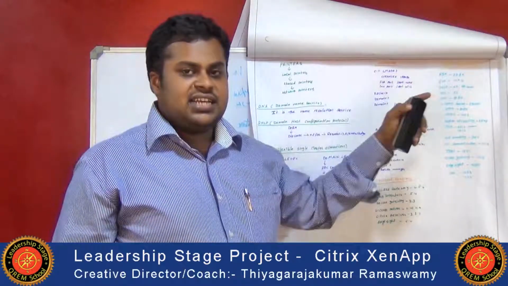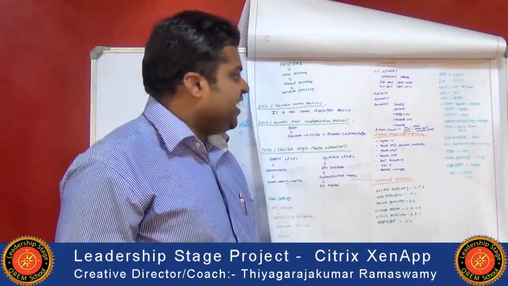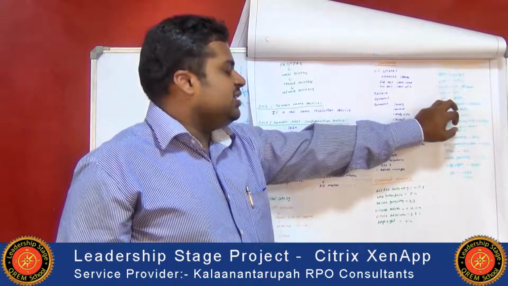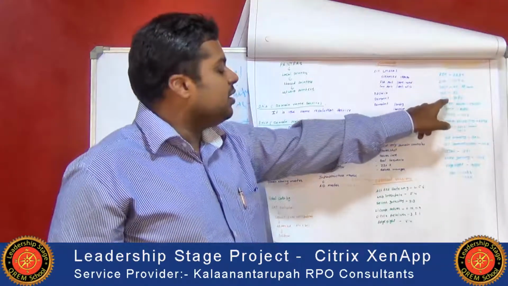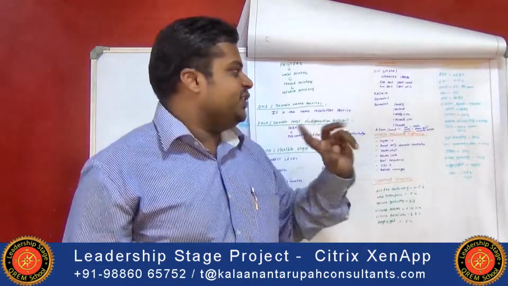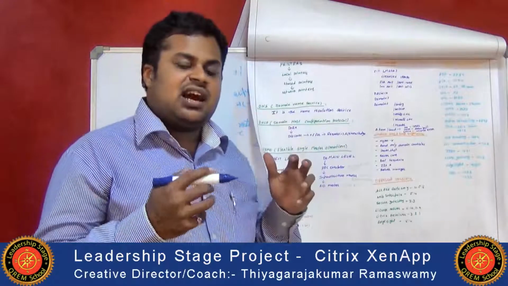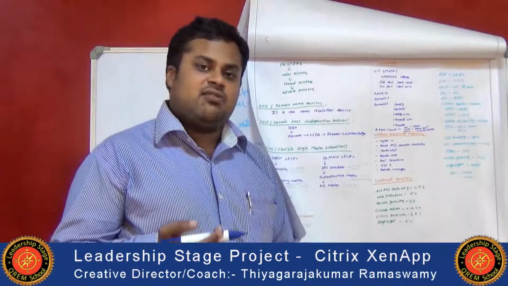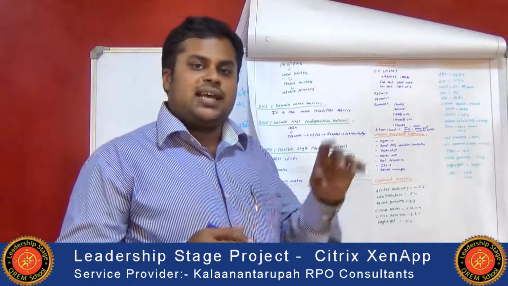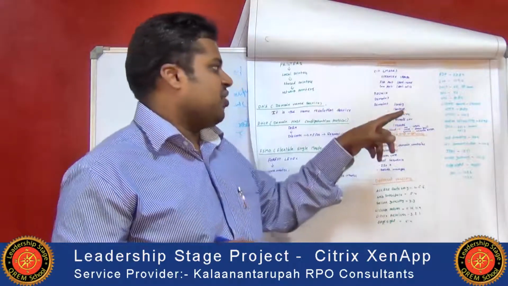DNS. For DNS we have to use port 53. XML. This is the XML broker. This is the broker between the database and server. By using this XML, we have to use the port number 8080. And we have to install the licensing server. For the licensing server, we have to use the port number 27000.